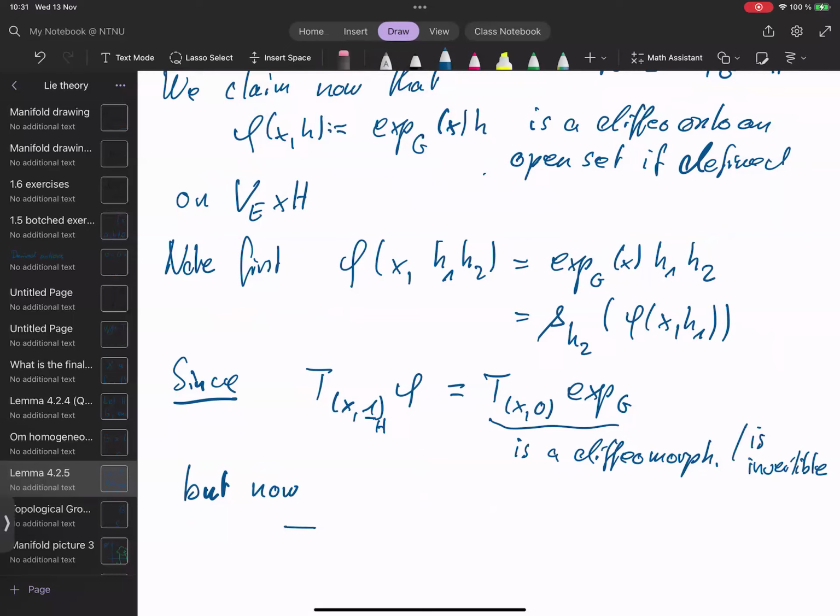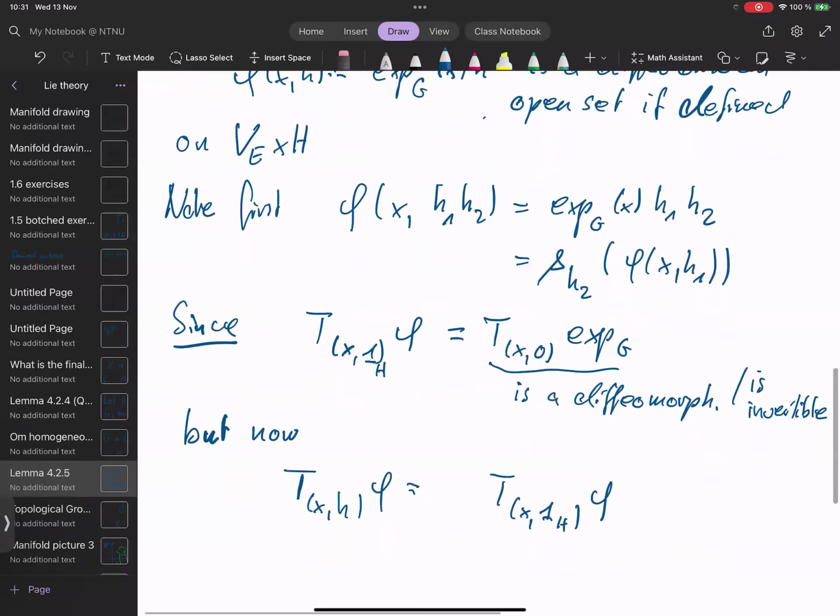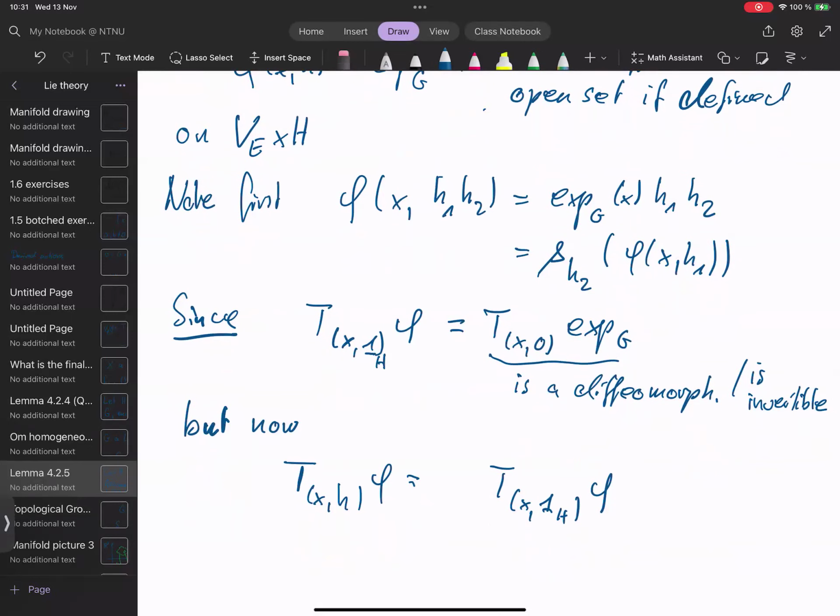Okay, but now, if I want to compute at any other point, let's not call it G, let's call it H, at any other point the differential, then by my formula, I see that this is the differential at the point X, and then you have here the identity element of the phi, which we already know is invertible. And since this formula with the right multiplication, then we have here the tangent map of the right multiplication with the element h.